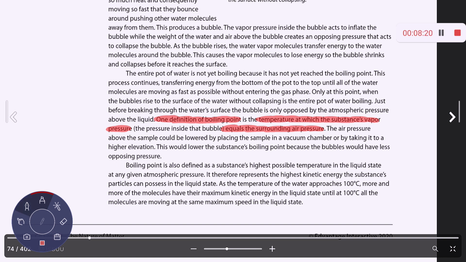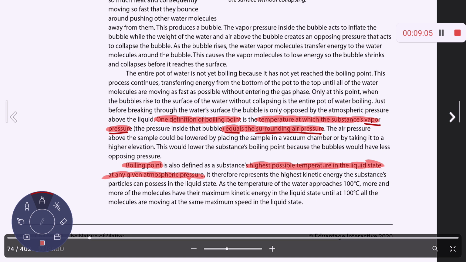Okay, so that's showing you that as long as the vapor pressure equals the air pressure above it, it will make something boil. And that's why when you go up to the mountains, the atmospheric pressure drops. Think of it as like there's less particles above you in the mountains. So if the air pressure drops, the vapor pressure of water doesn't have to be as high, and that's why water boils at a lower temperature up in the mountains. Boiling point is also defined as the highest possible temperature in the liquid state at any atmospheric pressure. Okay? Let's take a look at the next page.